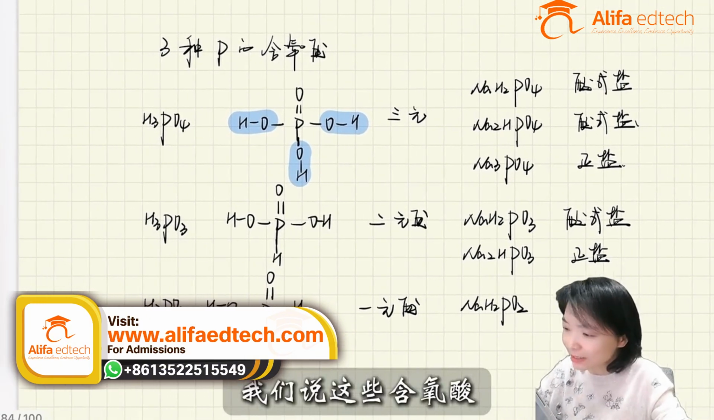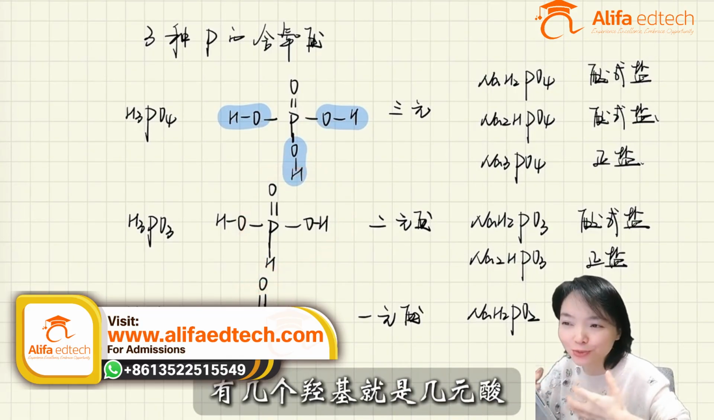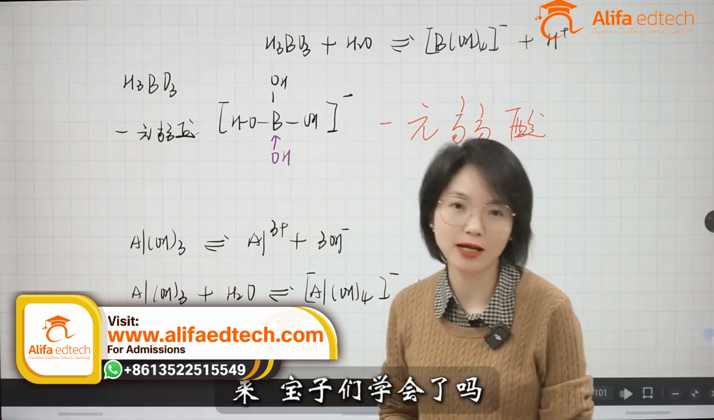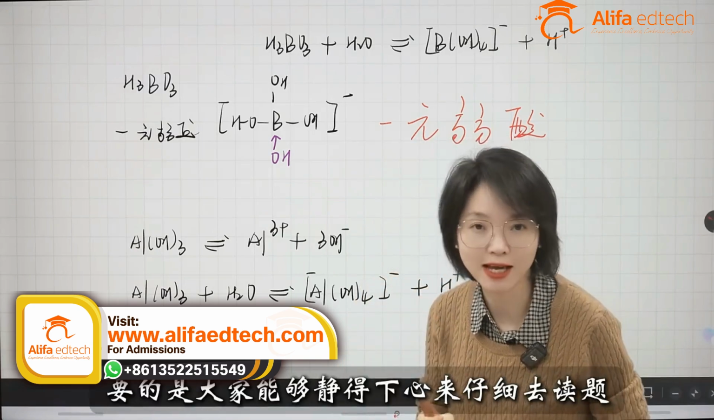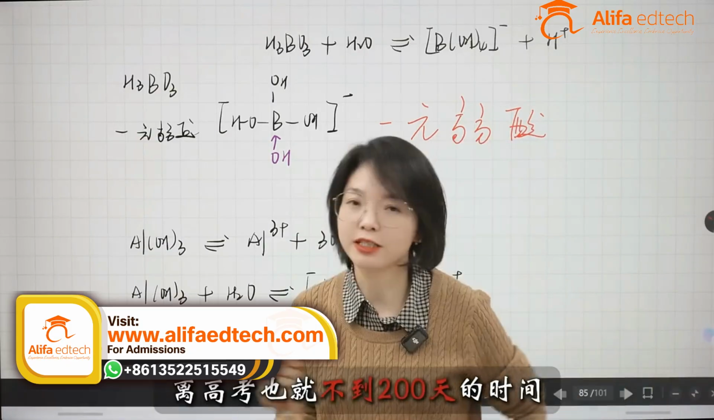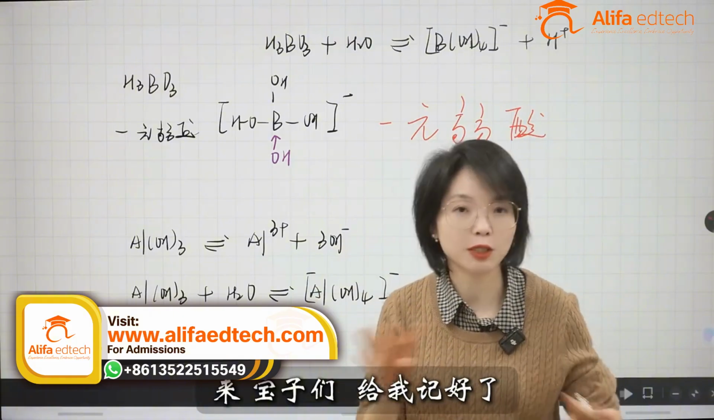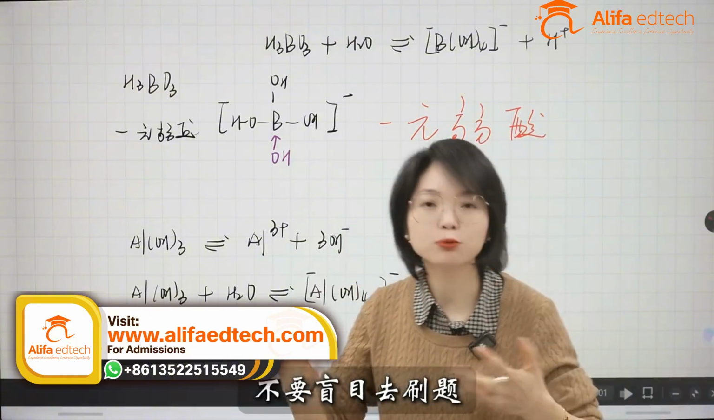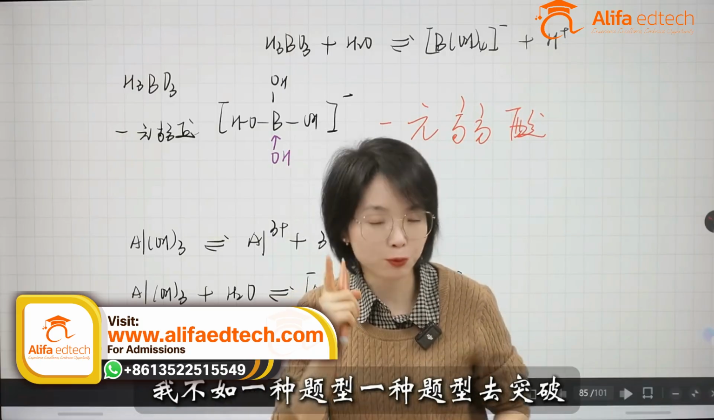These oxygen-containing acids, they really work like this. How many ionized hydrogens equals how many basic acids, come on students. Have you learned it? I emphasize again, in this fast food era, we need to calm down, read questions carefully. Your exam is less than 200 days away. How to improve efficiently? Students take good notes. Don't blindly do problems jumping from topic to topic, learning nothing. It's better to master one type at a time.